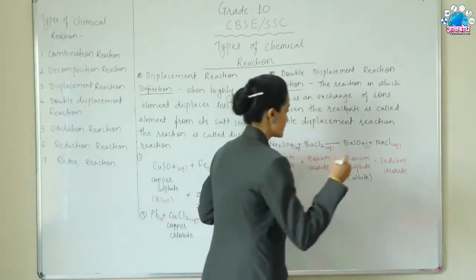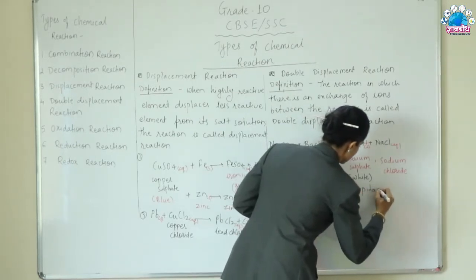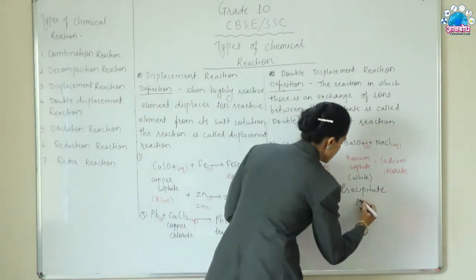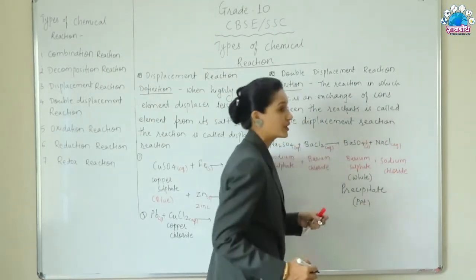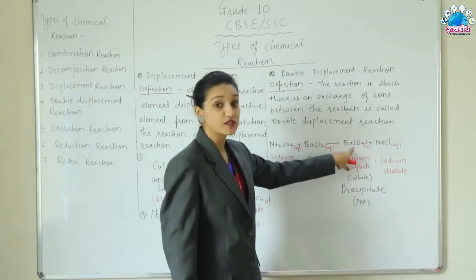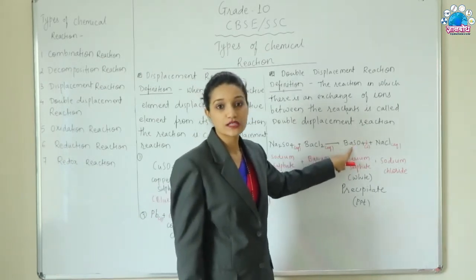The substance is called a precipitate. In short form it is written as PPT. Now what is this precipitate, and why is precipitate formed? Barium sulfate is insoluble in water, and that's why this precipitate is formed.